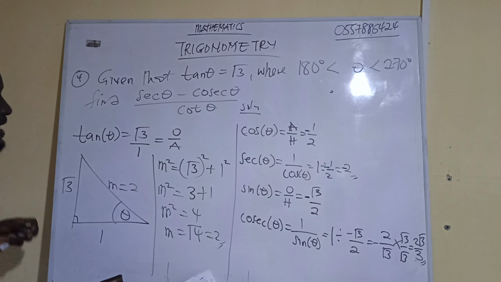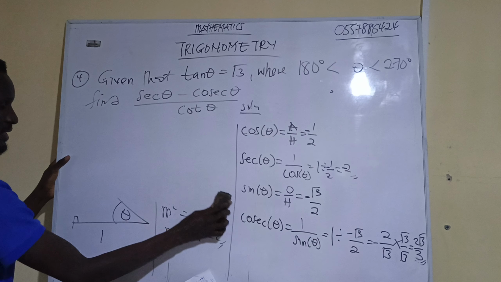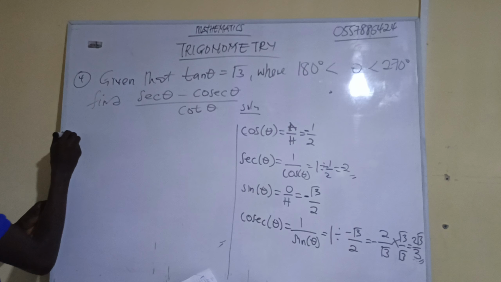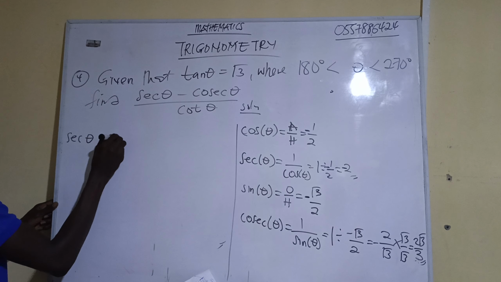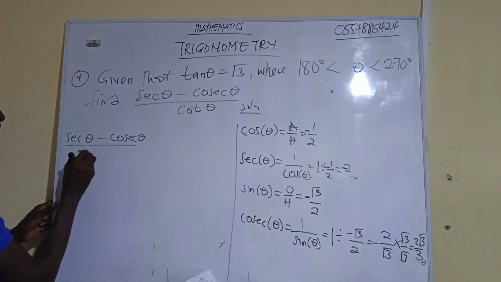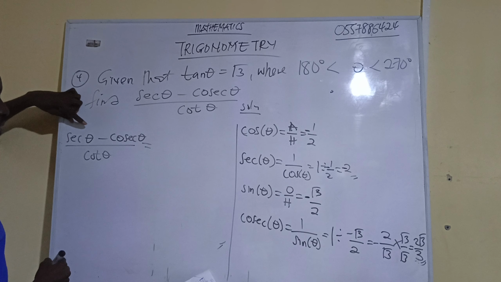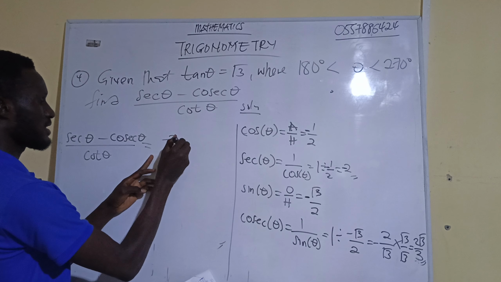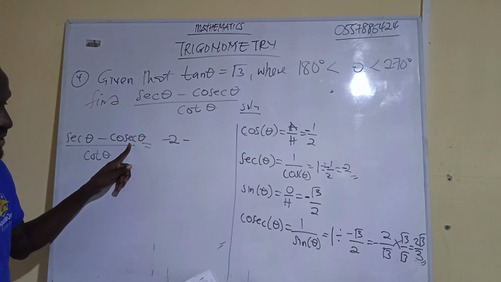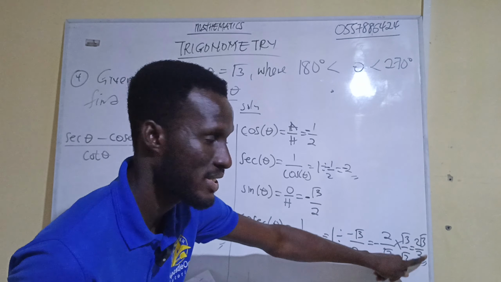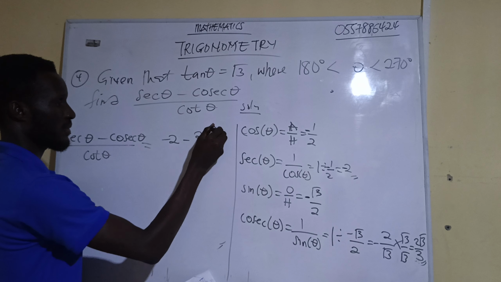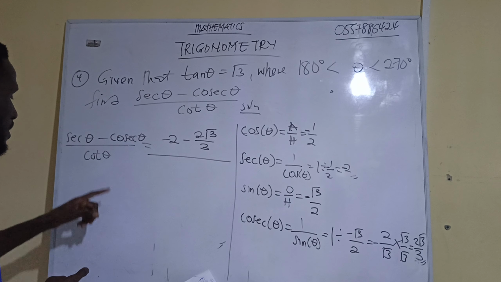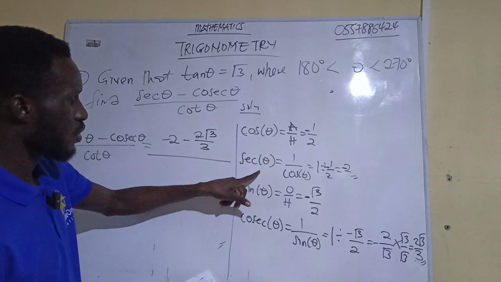Now the next thing is that, let me clean this one. We're going to take our expression. Our expression is sec theta minus cosec theta, divided by cot theta. Now, what is sec theta? Sec theta is negative 2. So, I have negative 2 minus cosec theta. Now, cosec is negative 2 root 3 divided by 3. Now, all divided by the cot theta. Now, what is cot theta?